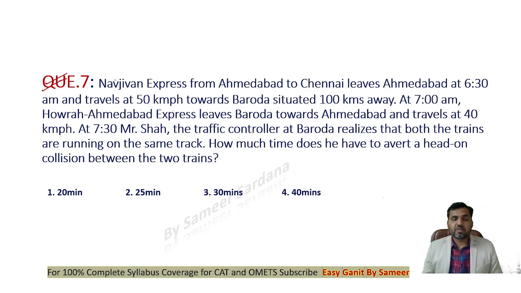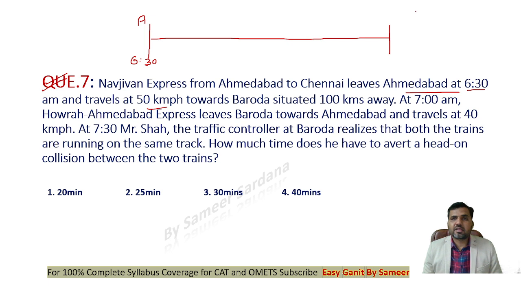Now moving ahead to question number 7. Navjeevan Express from Ahmedabad to Chennai leaves Ahmedabad at 6:30, travels at 50 km per hour towards Baroda. So guys, you need to make a complete situation in this question. Let's see what is happening. At 6:30 a.m., the Navjeevan Express leaves Ahmedabad towards Baroda, from Ahmedabad to Chennai.